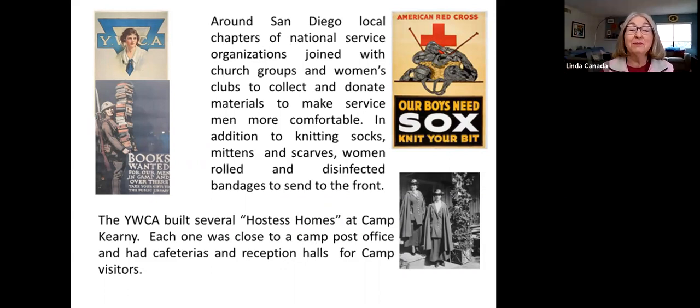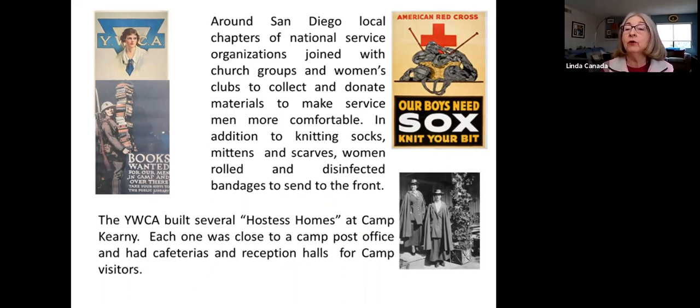And something I kind of like to smile about, the Wednesday Club was one of the sponsors of a February event called the Charity Ball. And the Charity Ball was an upper class women's big, very formal party, men in tuxedos, women in formal gowns, held on an annual basis, still is held to this day. And the Charity Ball in February 1918, it was held at the Hotel Del over in Coronado.